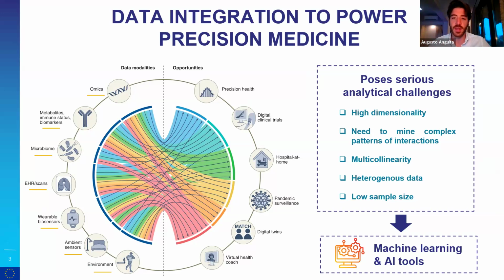And as we have seen in our workshop, the analysis of these multiple sources of information is a challenge itself, due to, in some cases, the high dimensionality of this data, the existence of complex interaction patterns between markers across layers, multicollinearity, heterogeneity, etc. And everything gets worsened given the fact that normally we have low sample size. So we need powerful tools to address this scenario. Fortunately, we have some in machine learning.